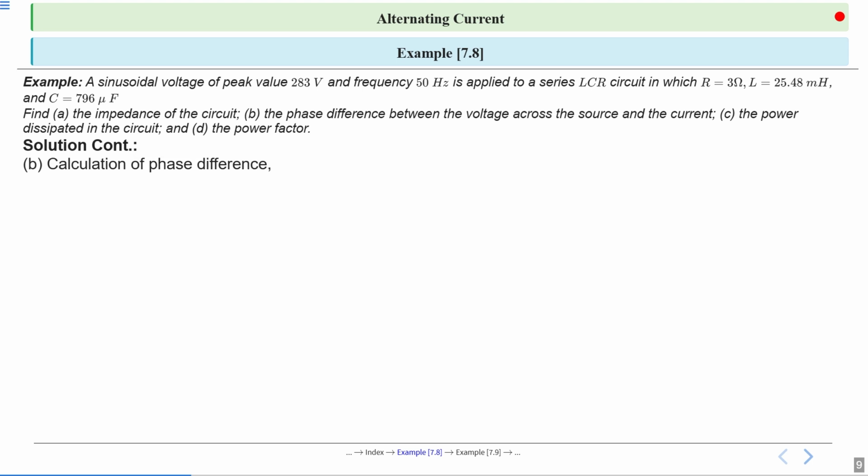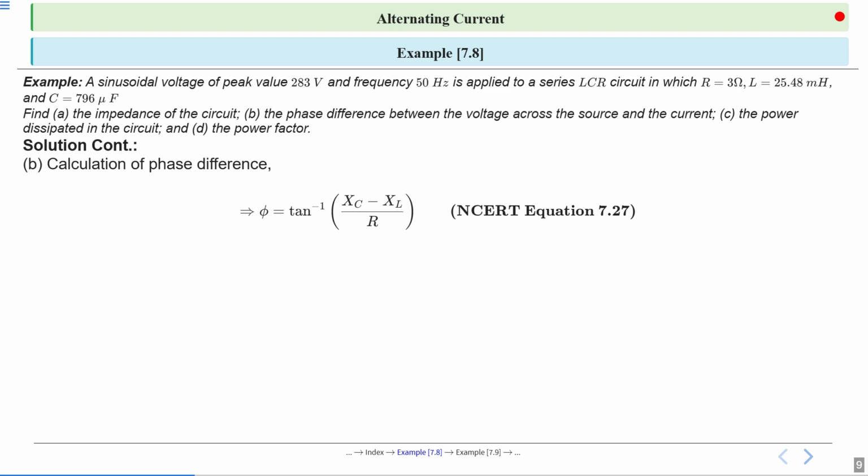Now calculation of phase difference. So we know that tan phi is equal to XC minus XL upon R. So you can write it as phi equal to tan inverse of XC minus XL upon R. If you are not able to understand the inverse function, you can simply write it as tan phi equal to XC minus XL upon R. No need to bother about this inverse function.